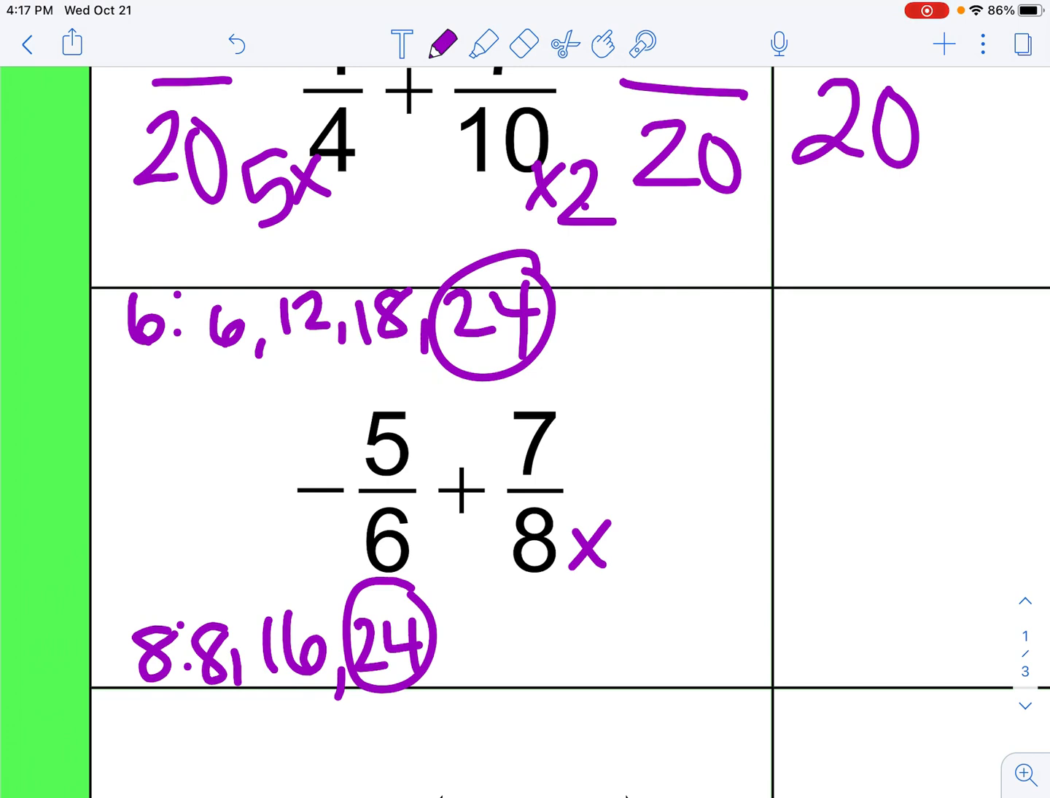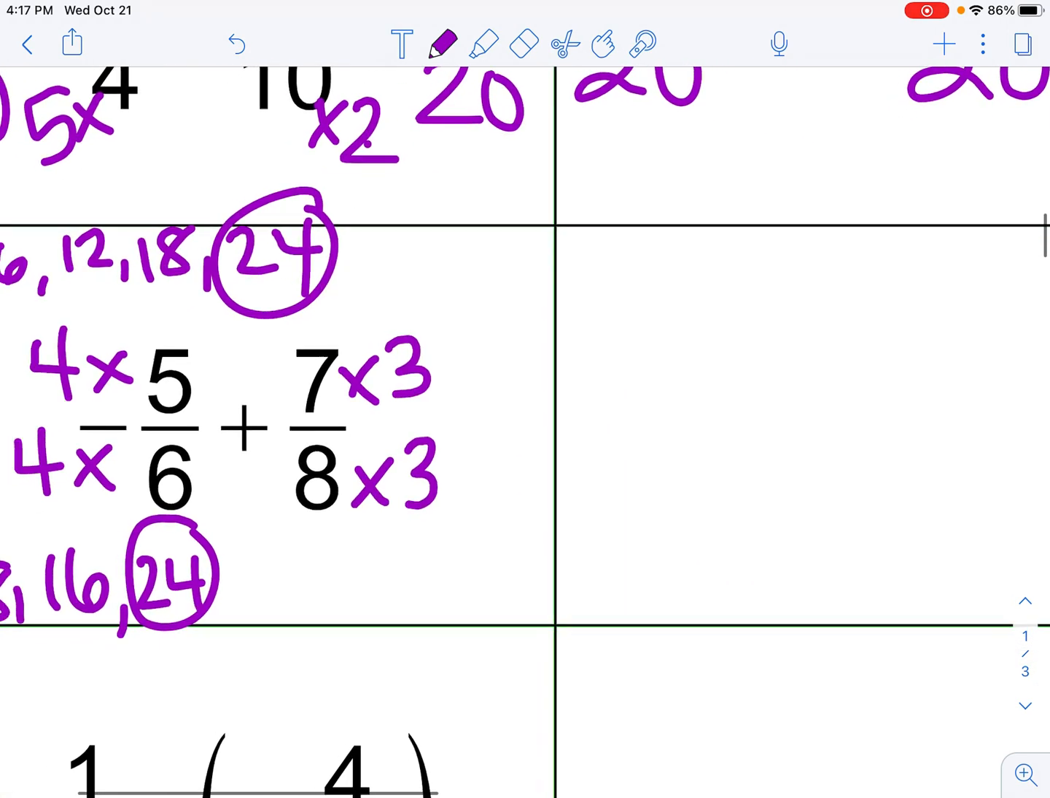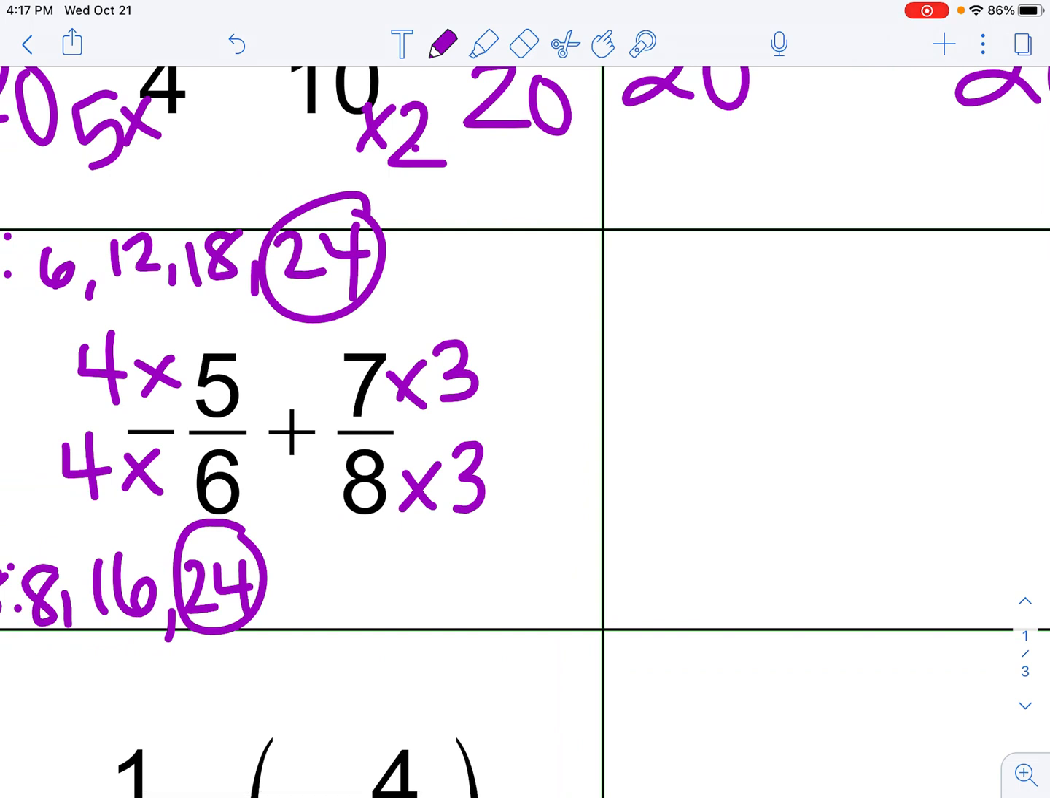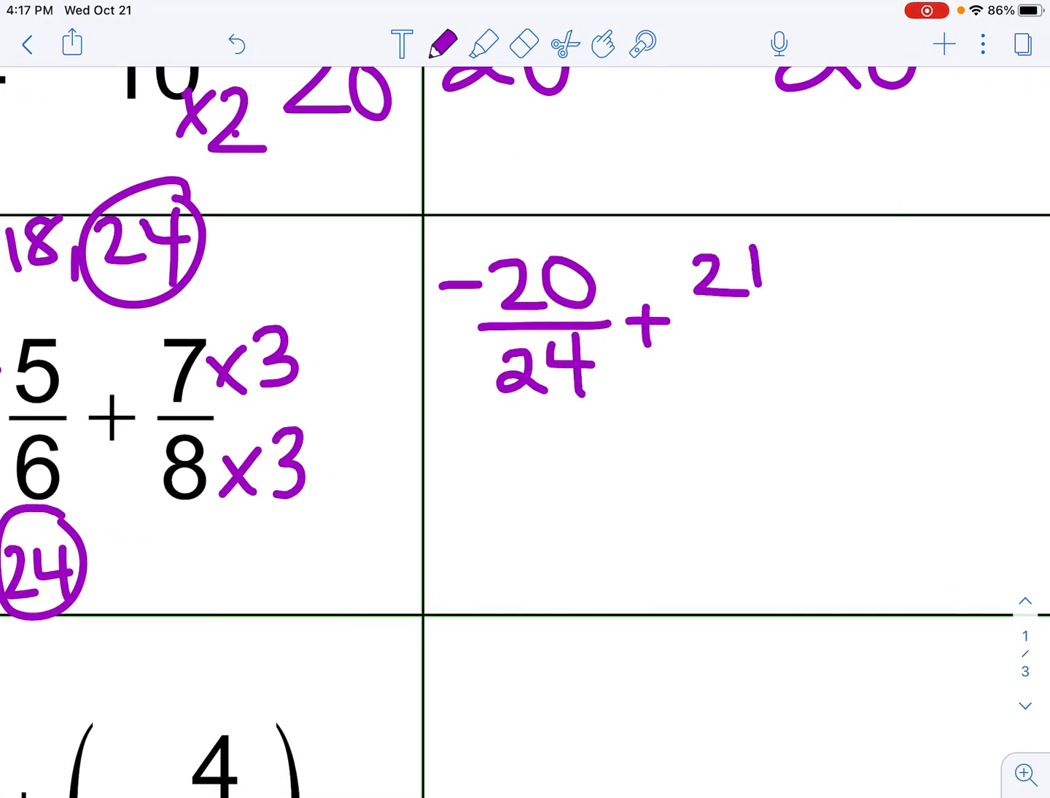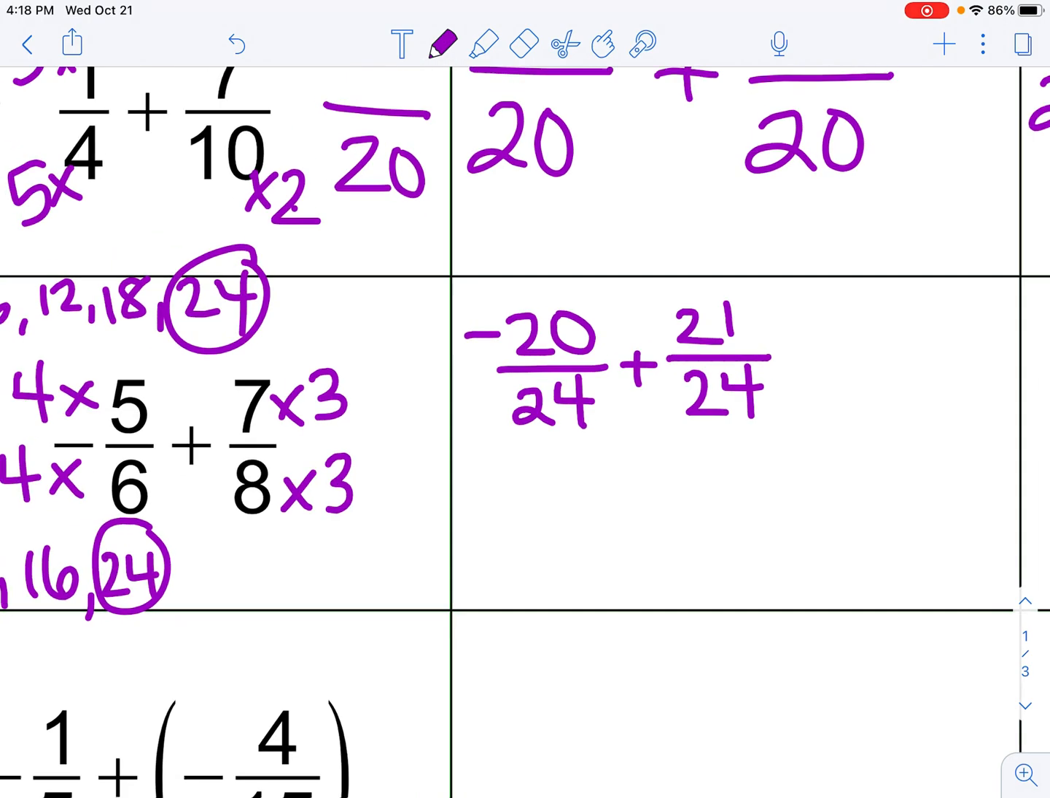So 8 times what gives me 24? 8 times 3. 6 times what gives me 24? 6 times 4. So now we're going to rewrite our numbers over here. 4 times 5 gives me 20, and that's a negative. 4 times 6 gives me 24. Plus 7 times 3 gives me 21. 8 times 3 gives me 24. So now I have -20 over 24 plus 21 over 24.